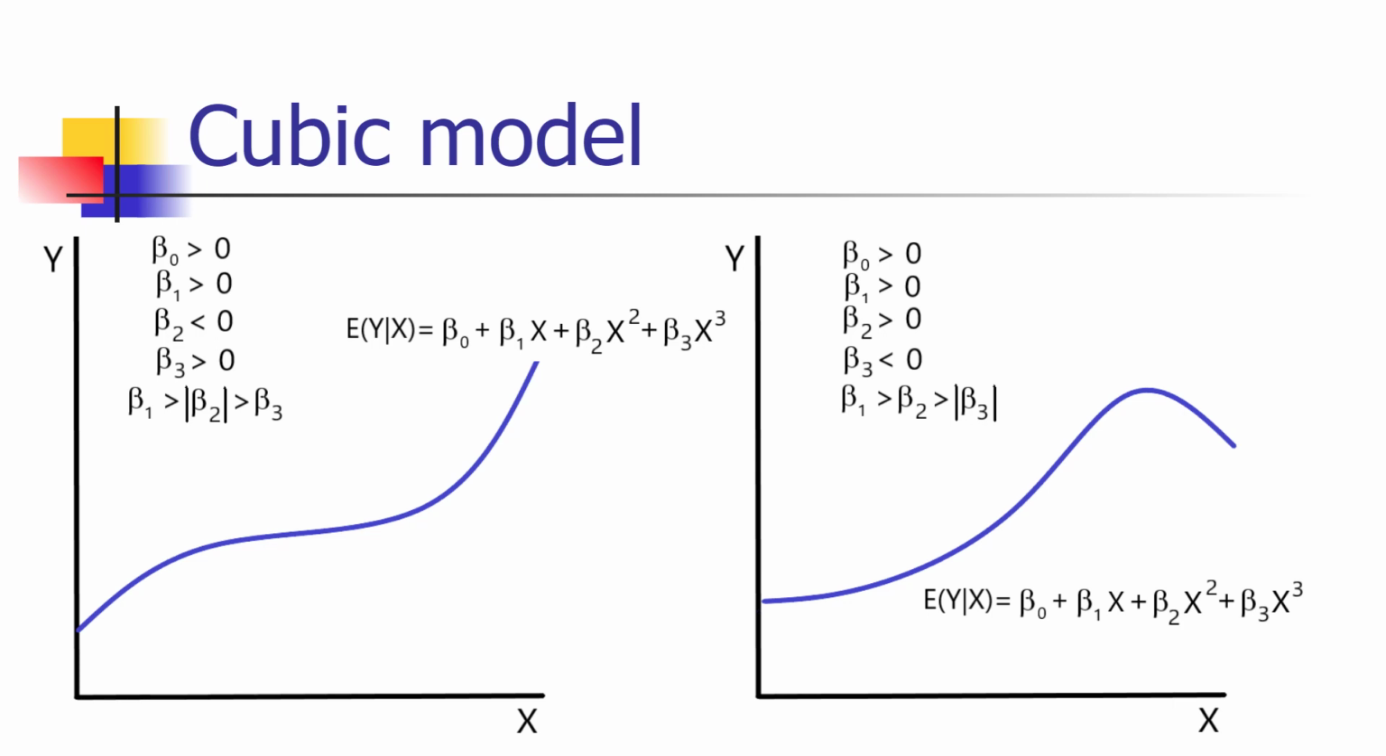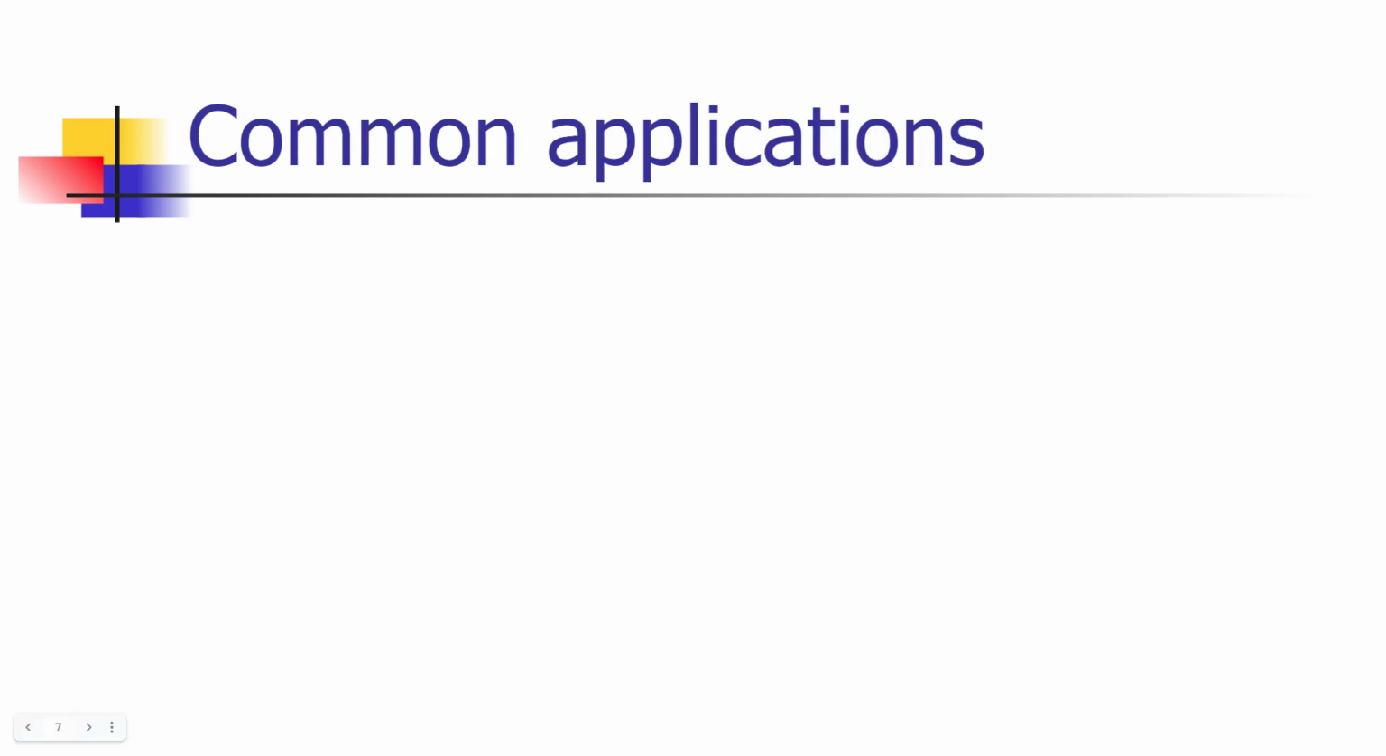A cubic relationship is often some type of an S-shaped curve like this, or an inverted S-shaped curve. And again, the signs and the magnitudes of the coefficients that would give you these specific shapes are listed on the screen. If we just consider the relationships you've seen in your principles of economics courses, most of them would tend to be represented or approximated very well by either linear, quadratic, or cubic models.